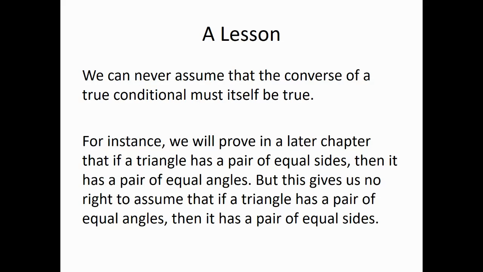So here's an example where this will arise. We'll prove in a later chapter, the chapter on congruence actually, that if a triangle has a pair of equal sides, then it also has a pair of equal angles. That's the conditional statement that we will prove true. Now the converse of this is, if a triangle has a pair of equal angles, then it has a pair of equal sides. Now that converse, we will have no right to assume that it's true even after we have proven the original conditional statement. If it's true, we'll have to prove that it's true, and if it's false, well, we'll give a counterexample. It turns out that it will be true as well, but that will demand its own proof, and that proof will not be identical to the proof of the original conditional statement.